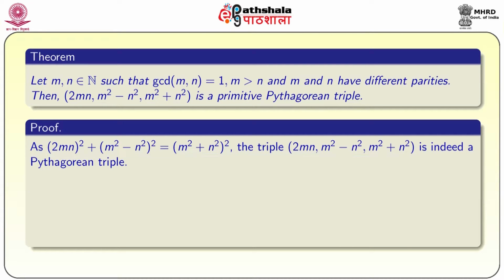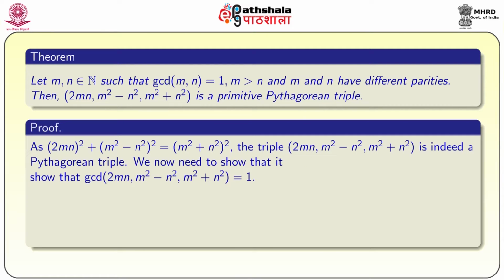Now, we only need to see that it is a primitive Pythagoras triple, that is, we need to show that it is also primitive. That is, we need to show that GCD of 2mn, m square minus n square, m square plus n square has to be 1.